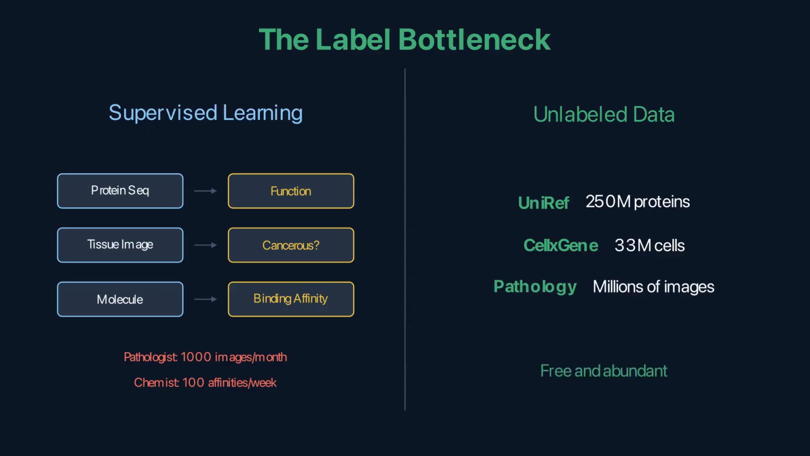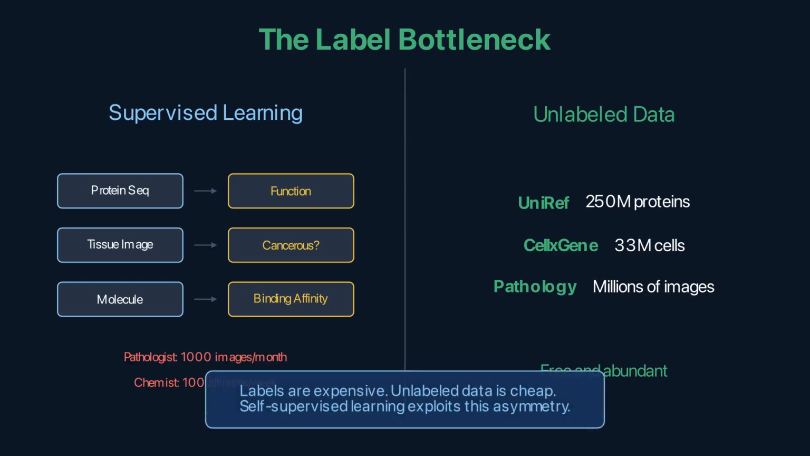But unlabeled data is almost free. 250 million protein sequences in UniRef, 30 million cells in CELLxGENE, millions of histology images in digital pathology archives. Self-supervised learning exploits this asymmetry.